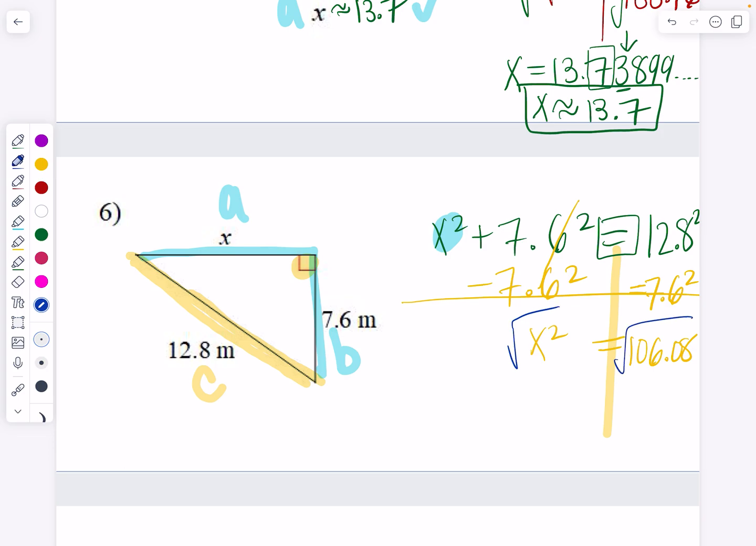I want to solve for x, so I'm going to take the square root of that. Type that into your calculator, square root of 106.08. Here's exactly what's going to pop up: 10.29951... So instead of just writing that whole thing down, oftentimes in the directions I will ask y'all to round, either to the nearest whole number, to the nearest tenth, or to the nearest hundredth.